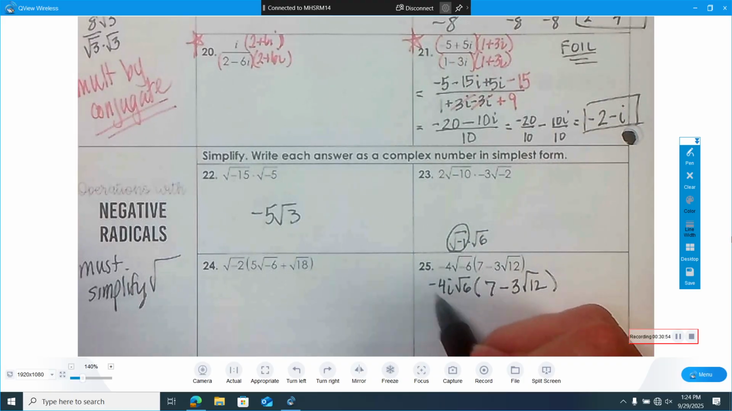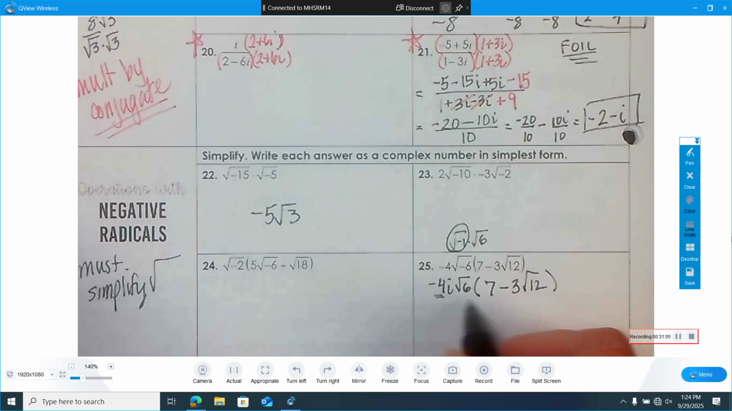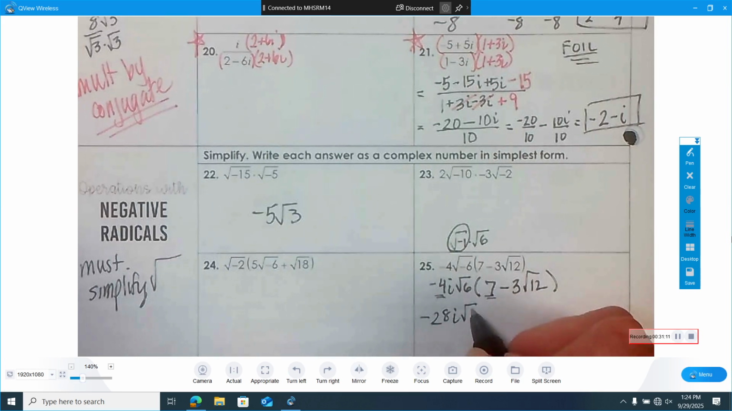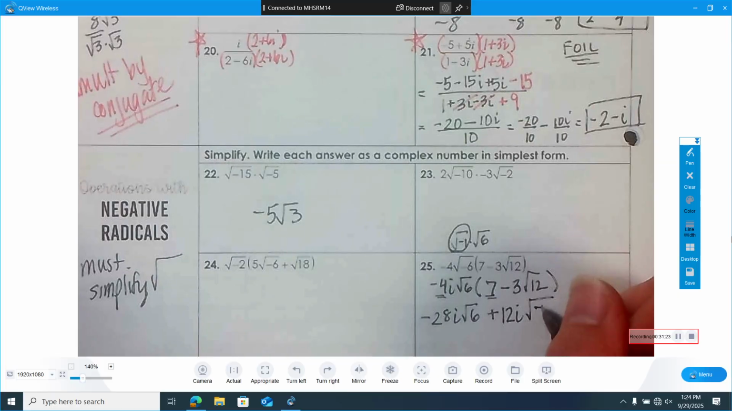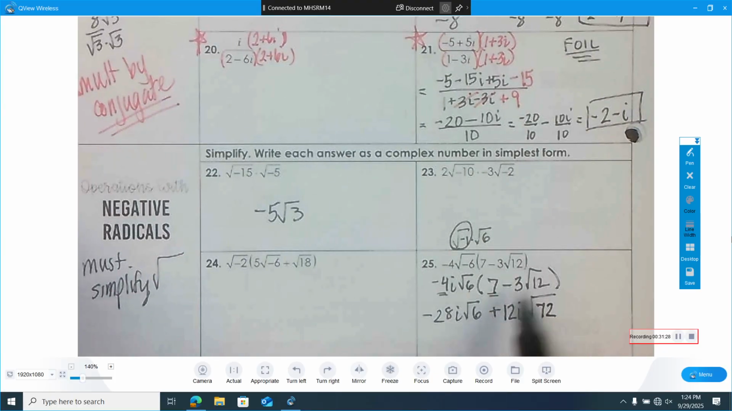Distribute. So negative 4i radical 6 times 7 becomes what? Negative 28. We can multiply the regular old numbers together. So that becomes negative 28i root 6. And then when we distribute it to the negative 3 root 12, what do we get? 6 times 12 is radical 72. And so we can multiply the radical things under a radical that way.